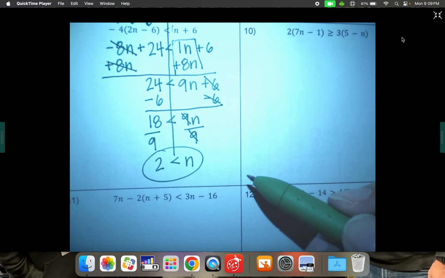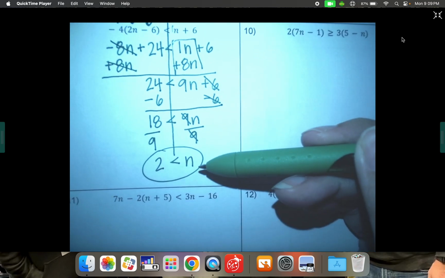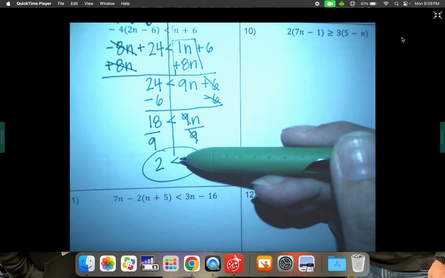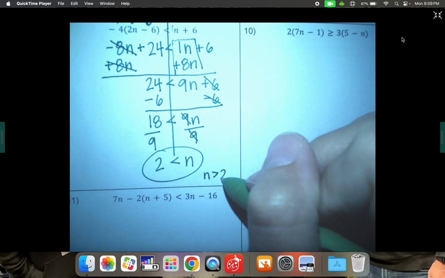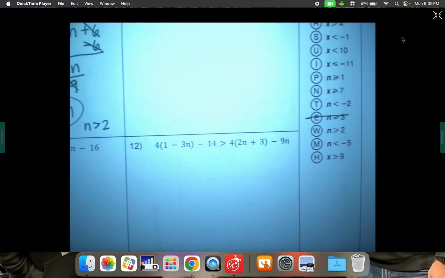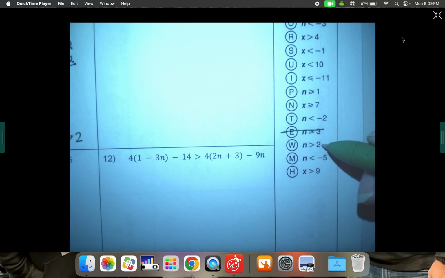Again, same problem we've been having. N comes last, so you're going to have to read it backwards. So n is actually greater because the open side is toward the n, so n needs to be greater than 2. So we're looking for an n is greater than 2, which is right here, W.